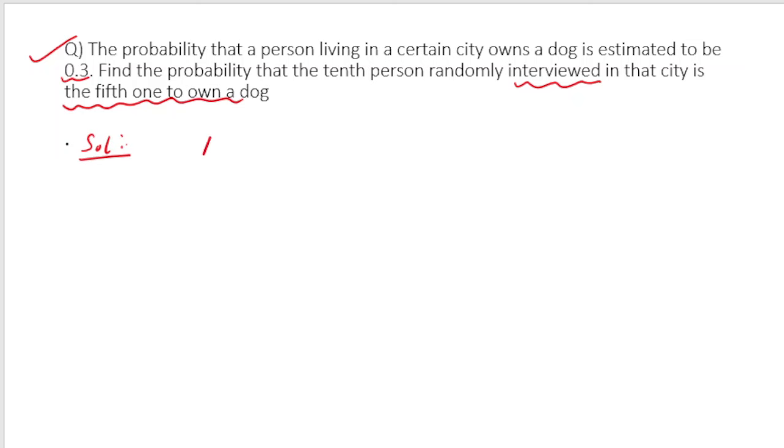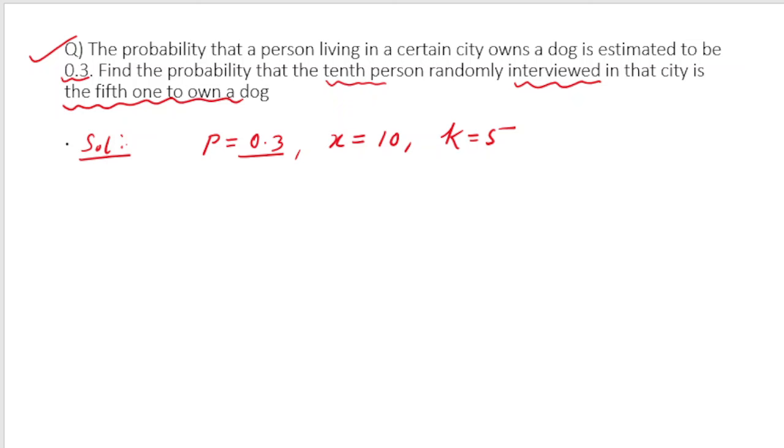Because the probability of owning a dog, if I consider it as a success, is 0.3. And they are asking to find the probability that the 10th person randomly interviewed, meaning I am performing the trial, x is equal to 10, in the city is the 5th one, and I want the 5th person, that is k is equal to 5, to own a dog. Owning a dog by someone is a success for me. So even though I talked about geometric distribution in the previous problem, this is not a problem of geometric. We have to use the negative binomial distribution.